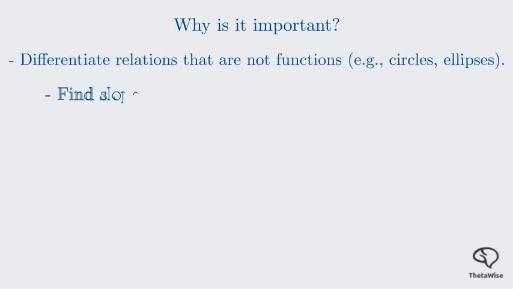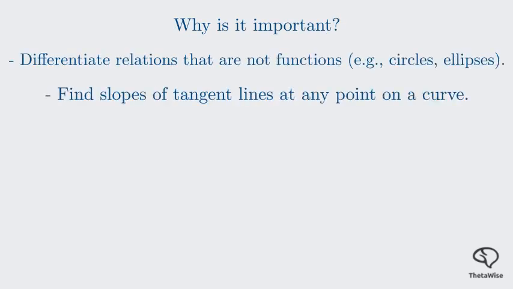Let's conclude with a final thought on why implicit differentiation is so important. It allows us to find the derivative of a relationship between x and y, even when that relationship isn't a function. For example, a circle is not a function because it fails the vertical line test. But with implicit differentiation, we can still find the slope of the tangent line at any point on the circle.